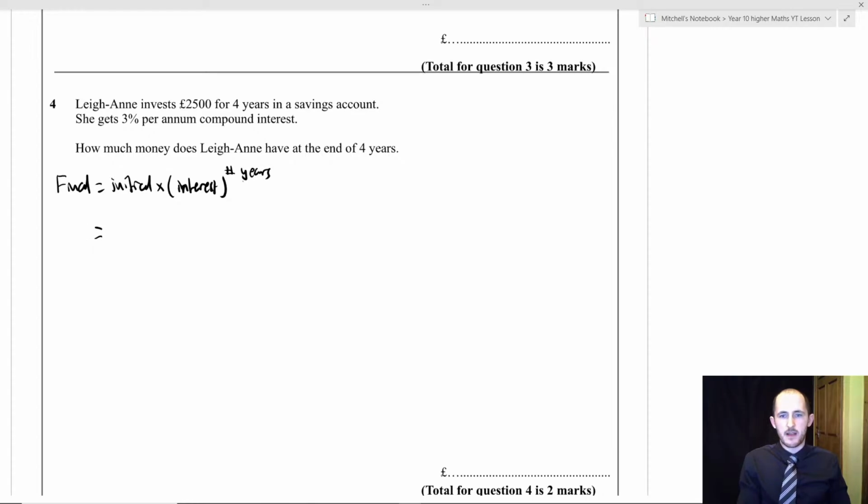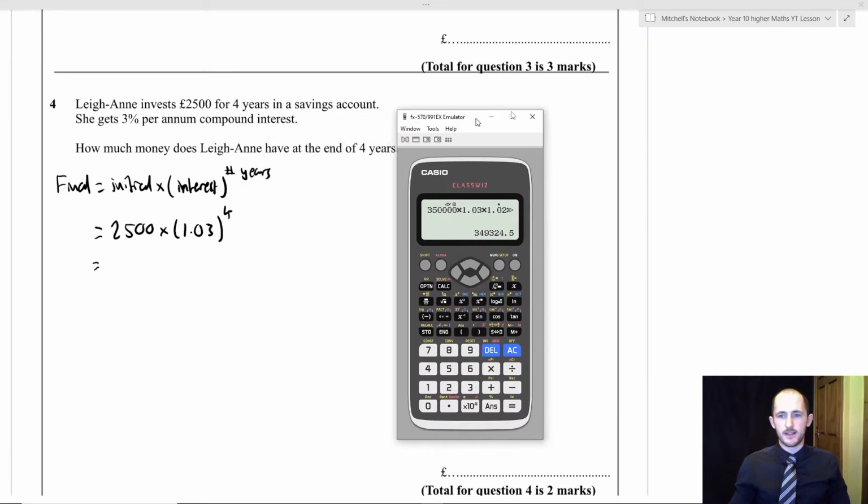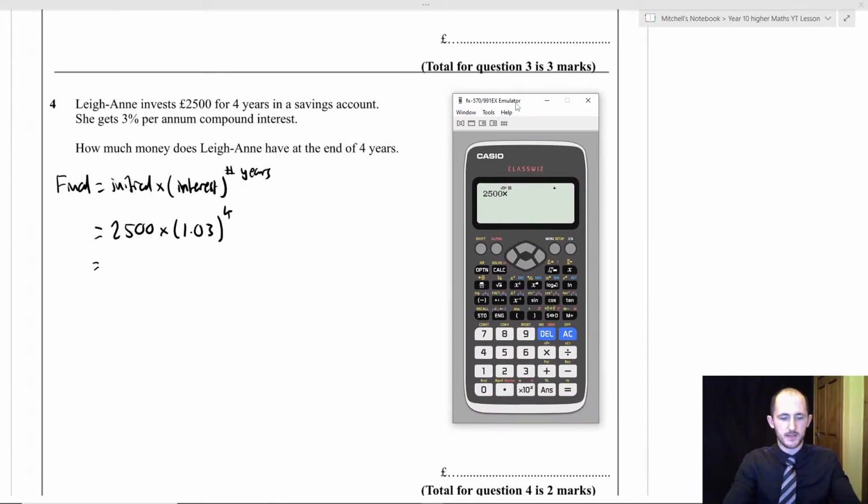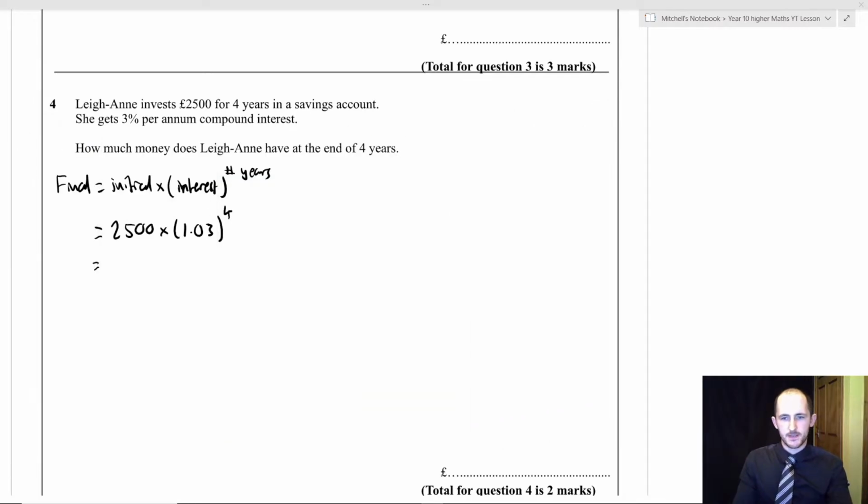So in this case, we want the final amount. The initial is 2,500. The interest is 3%. I actually don't know the answer, Lila. I will definitely check it though. So it's 1.03. It's a 3% increase, and it's 4 years. So if I sub all of that in, let's see what we get. 2,500 times by 1.03 to the power of 4. 2813.77. Well done, Lila. Perfect. And that's 2 marks. Not too bad at all.